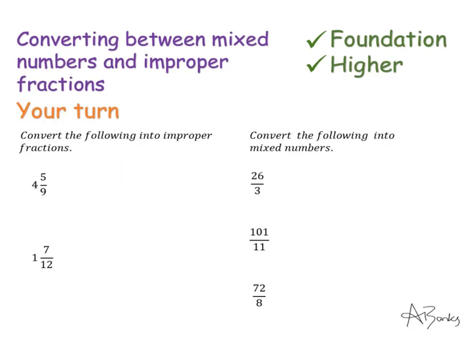Here's some examples for you to try. So we've got some mixed numbers that need to be converted into improper fractions, and some improper fractions that need to be converted into mixed numbers. You might find it useful to draw some diagrams to help you, and this question here is a bit of a weird question, I'll say. Wait and see what the answer is. So pause the video and then unpause when you're ready to see the solutions.